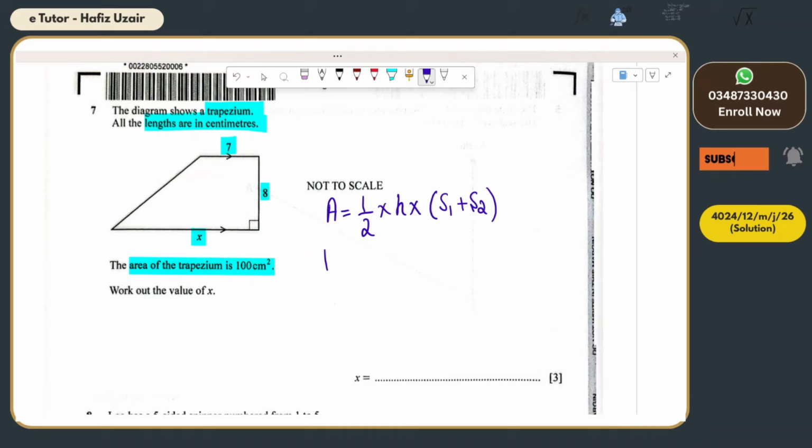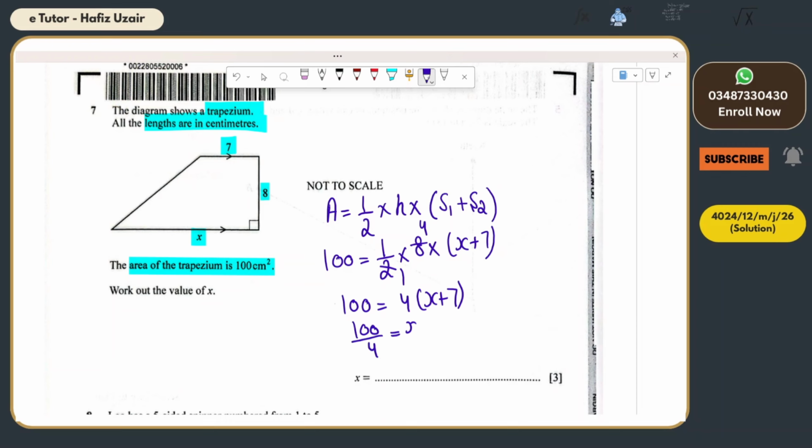Now the area 100 is equal to 1 by 2 times the height. The height over here is 8, so you will write 1 over 2 multiplied by 8 multiplied by s1 plus s2, so that will be x plus 7. We can simplify these two terms over here. 2 times 1 is 2 and 2 times 4 is 8. So now we have 100 is equal to 4 times x plus 7. Since 4 is multiplying over here, if we shift it to the other side, it will get divided. So 100 over 4 will be equal to x plus 7, that is 25 is equal to x plus 7. So 25 minus 7 will be x, and that produces 18.